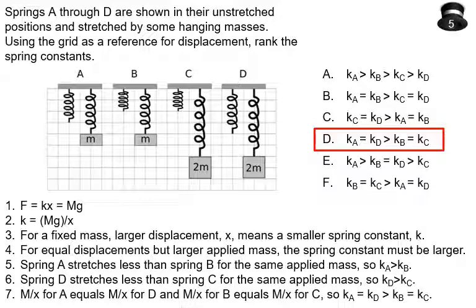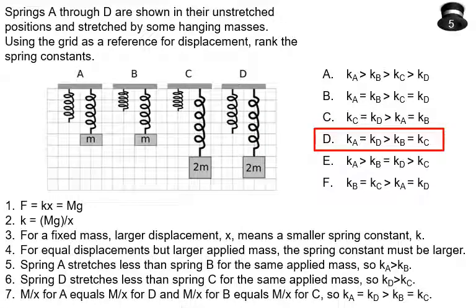And then finally what we have to look at is, let's look at that applied mass divided by the displacement. And you see that for A, that is the same as for D. So here we've applied 1 mass unit and stretched 1 box. So that m over x is 1 in this scenario. Here we've applied twice the mass and stretched twice the amount of distance. So in this example, we have 2m divided by 2 boxes. And so then the 2's cancel and we again get m over x.